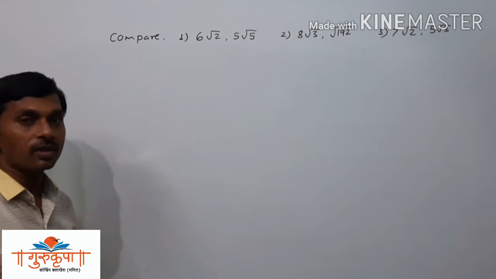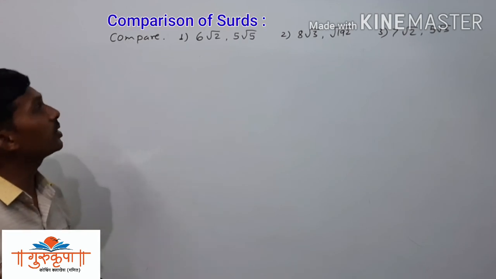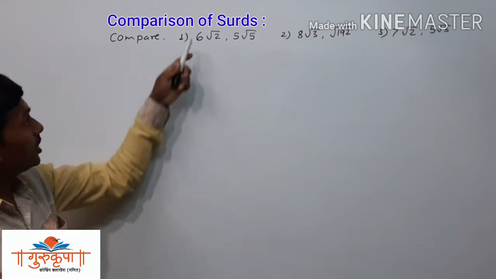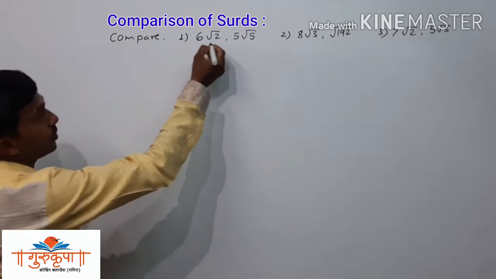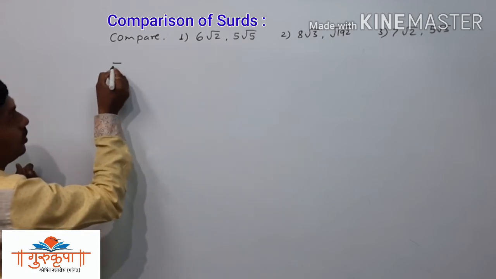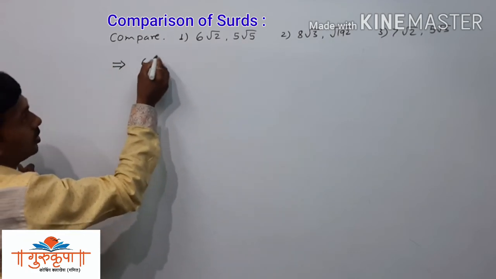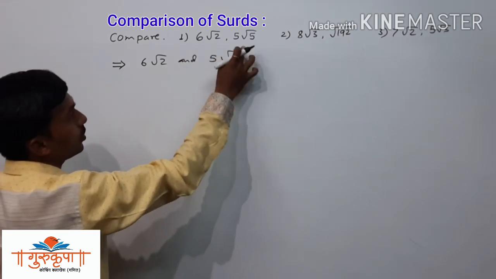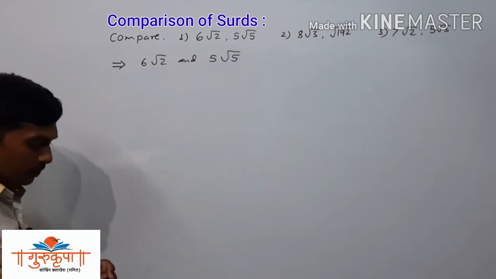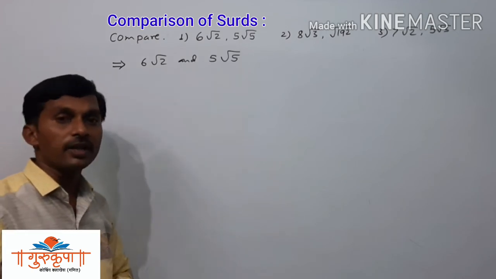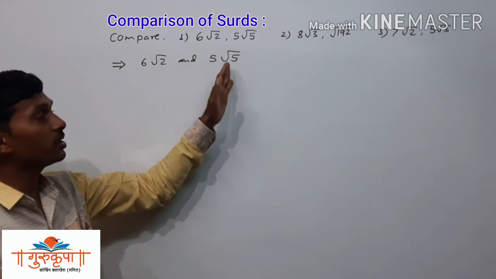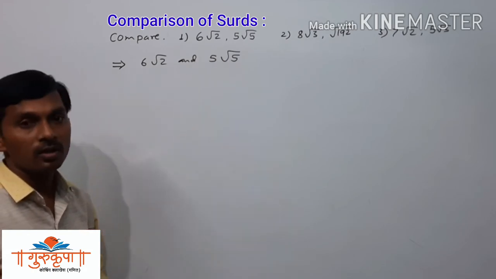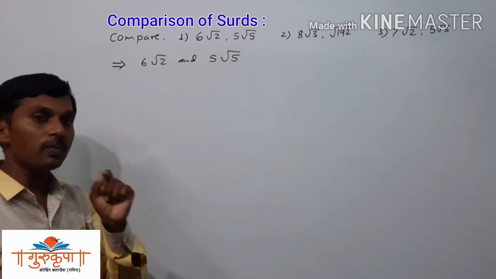Comparison of the surds. Here we have to compare the surds. We have given 3 examples to compare the surds. In the first example we have given 6√2 and 5√5, and we have to compare them. While comparing, we just have to find which one is the greater and which one is the smaller, or whether both the surds are equal.